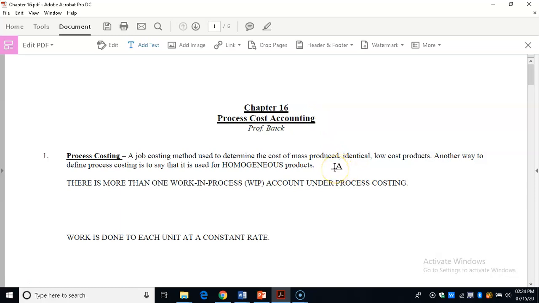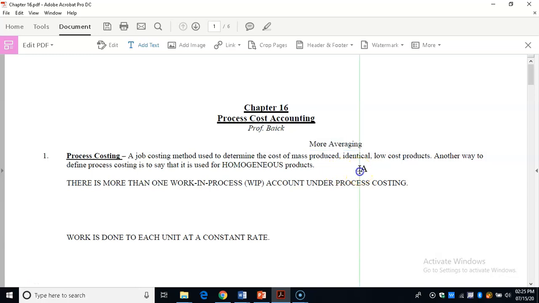If you produce oil, like olive oil, and you only make one type of olive oil, process costing would be appropriate. Another example of process costing would be bottling water. If you bottle water and you have only one size of water that you manufacture, every bottle is the same as every other bottle, then process costing would be appropriate. So we can say that process costing is used for mass-produced, identical, low-cost products. And we can also say that for process costing, we use more averaging.